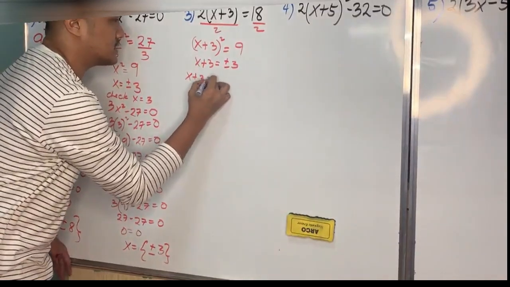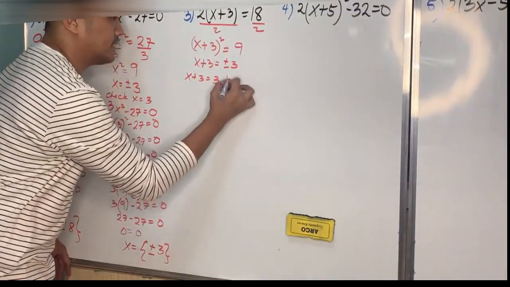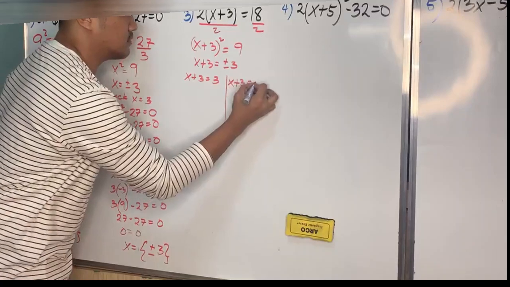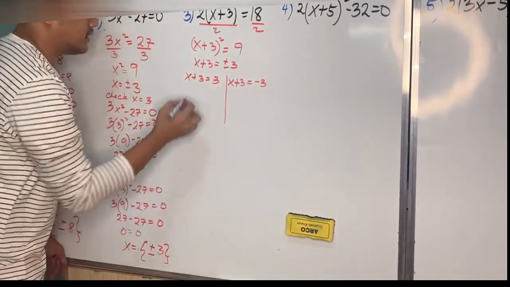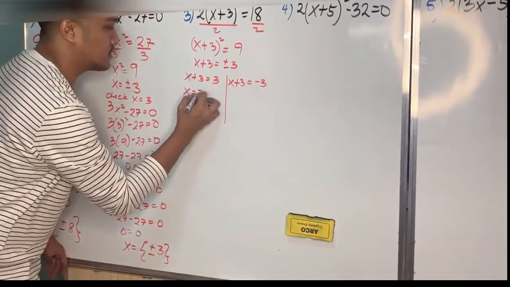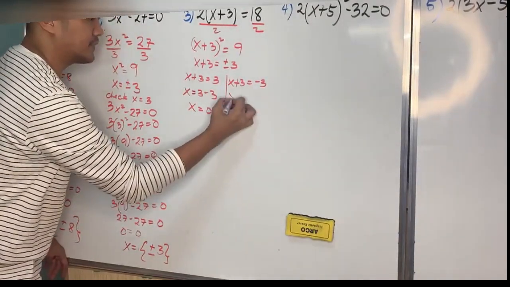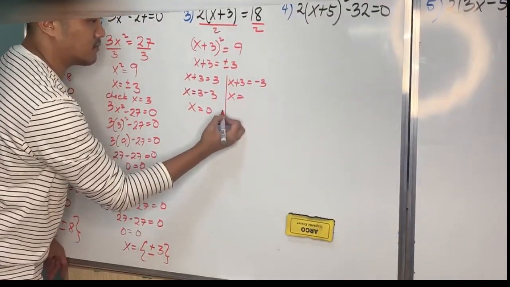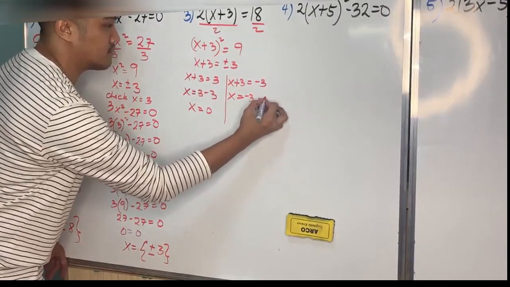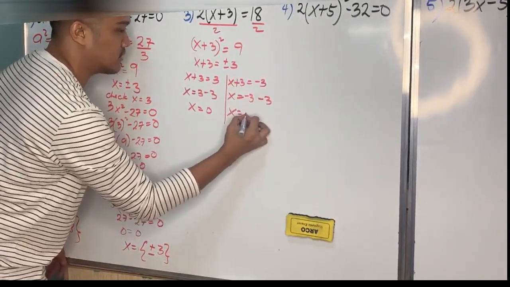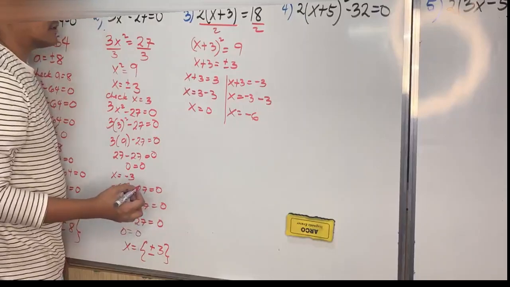X plus 3 is equal to 3. X plus 3 is equal to negative 3. Lipat yung 3. X is equal to 3 minus 3. X is equal to 0. X is equal to negative 3 minus 3. X is equal to negative 6. Substitute.